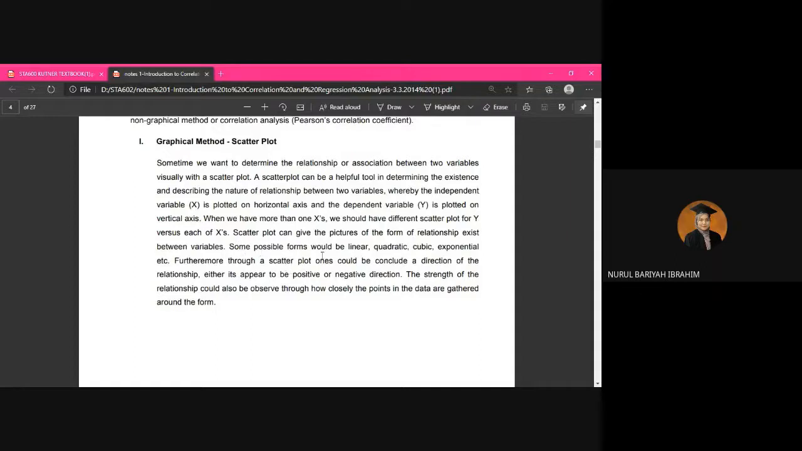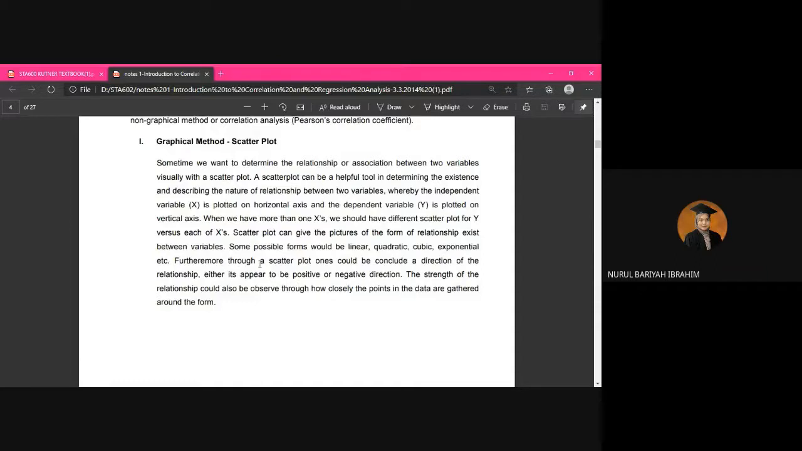Okay, some possible forms would be linear, quadratic, cubic, exponential and etc. So kita nak check whether our scatter plot is linear or not. Sebab kita nak tahu, sebab when we want to proceed with the regression analysis, the relationship between the y and the x should be a linear relationship.